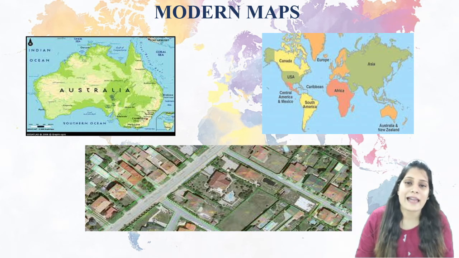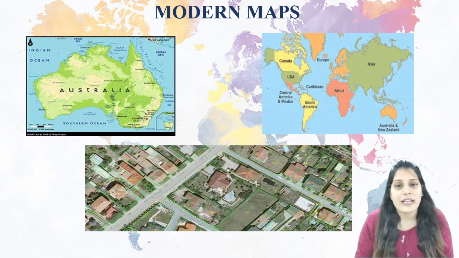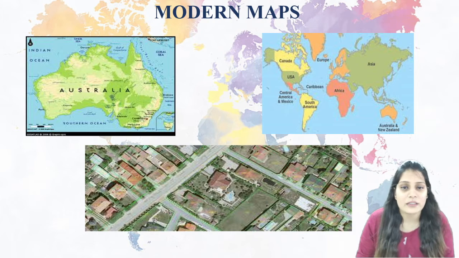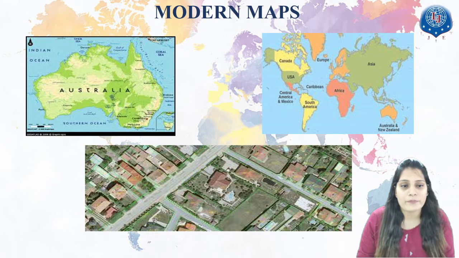You can see here the satellite image that I have shown below. See the number of houses you can see. This is the satellite view. From the top, you can see with the help of satellite how it looks. And then we do numbers of analyses. So this is modern maps.